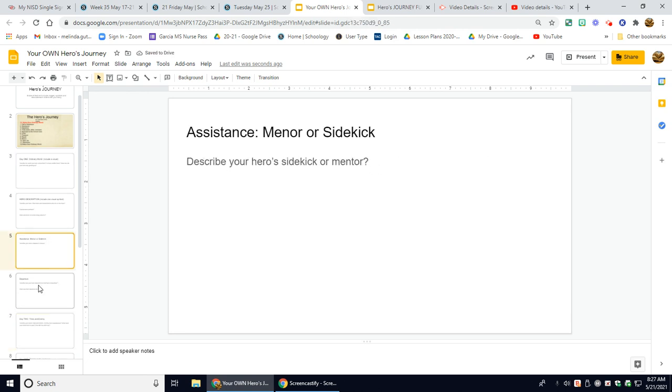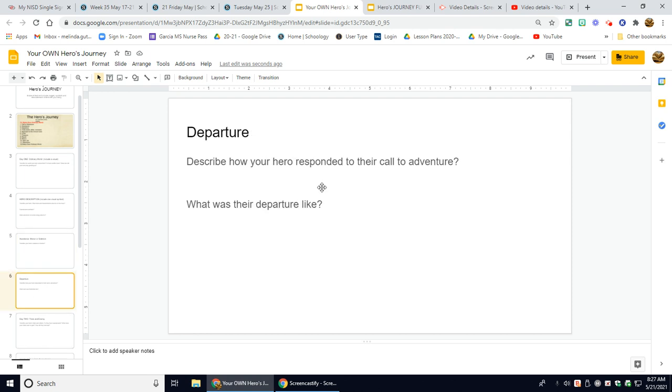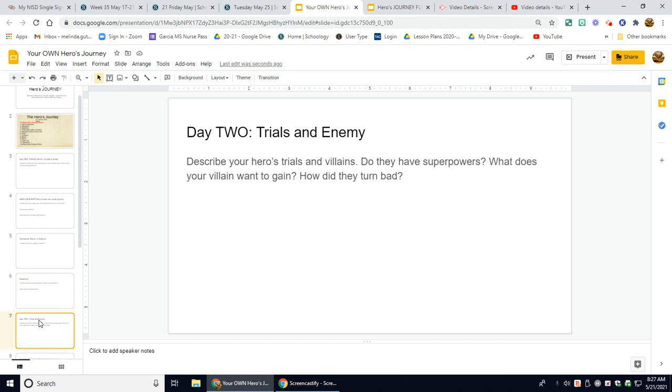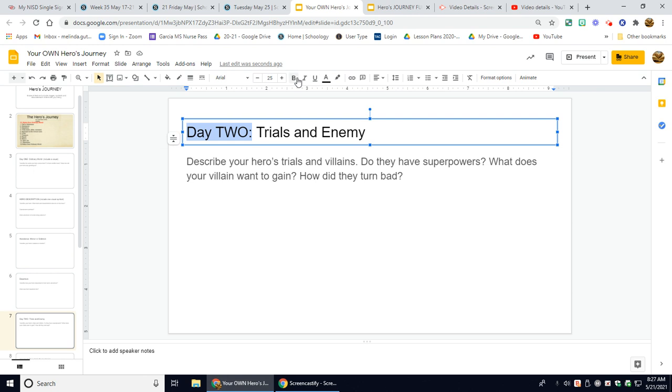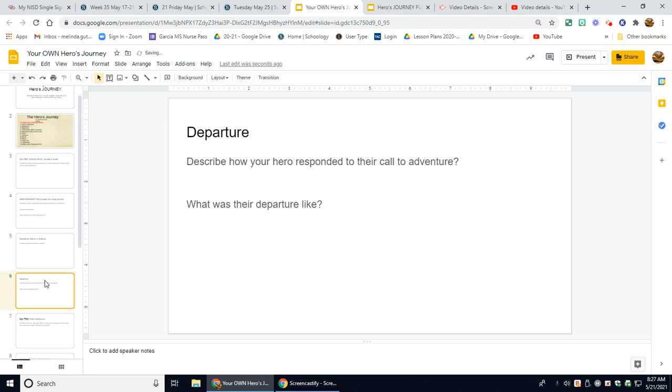So, mentor or sidekick. Describe your hero's sidekick or mentor. Now your hero is going to depart. Describe how your hero responds to their call to action. What was their departure like? Okay, so look, it'll say day 2 here. So then this is where we stop. You'll be doing slides 3 through 6.